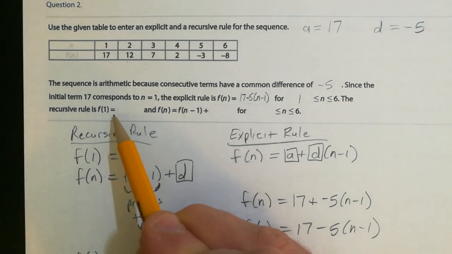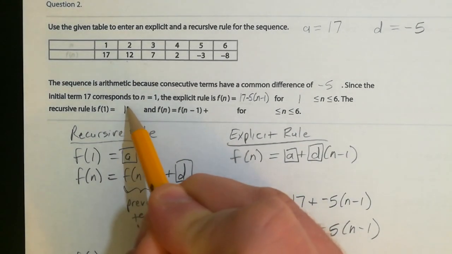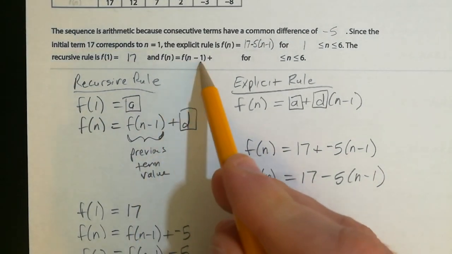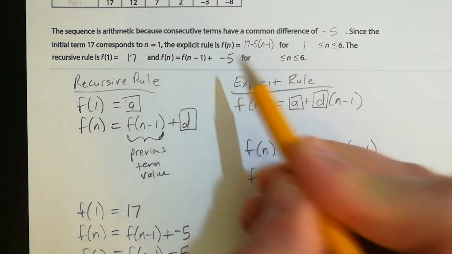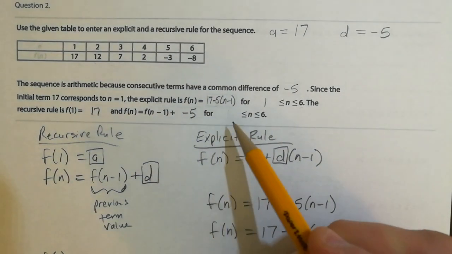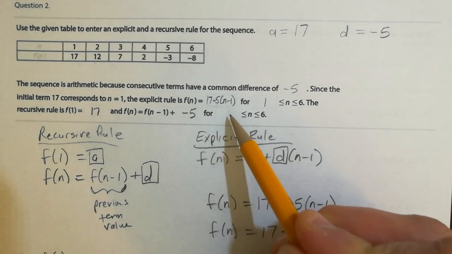And then for the recursive rule, well, f of 1 equals 17, right? We said that down here. And then f of n equals f of n minus 1 plus, and all you have to do is put in the negative 5. They already got the f of n minus 1 in there for you. And then what we would put here is we would actually put 2.